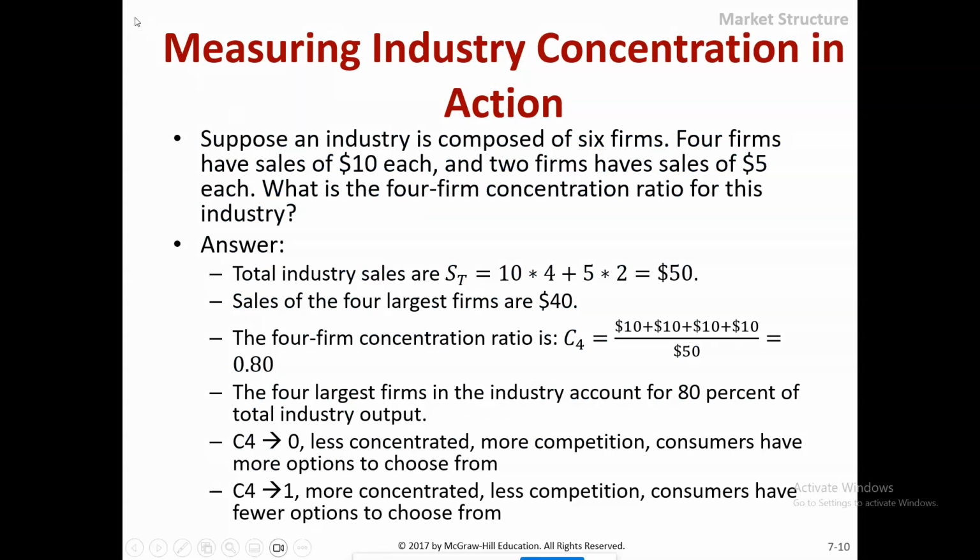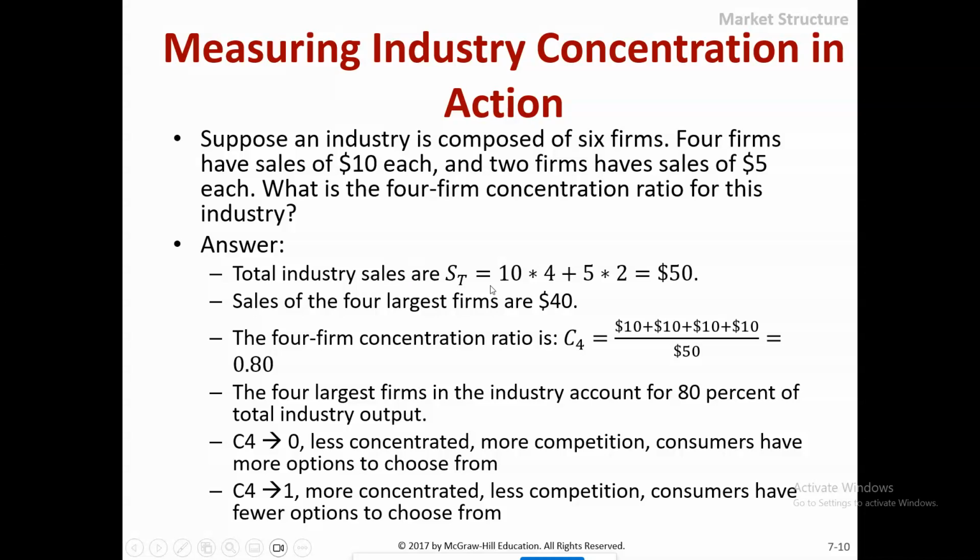Here's an example. Suppose an industry is composed of 6 firms. 4 firms have sales of $10 each, and 2 firms have sales of $5 each. So the first 4 are the top 4 firms. What is the 4-firm concentration ratio for this industry?